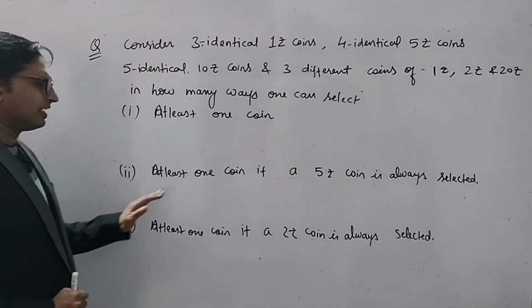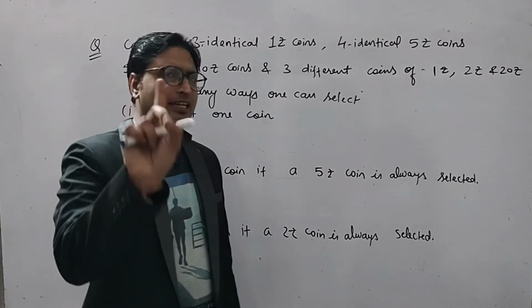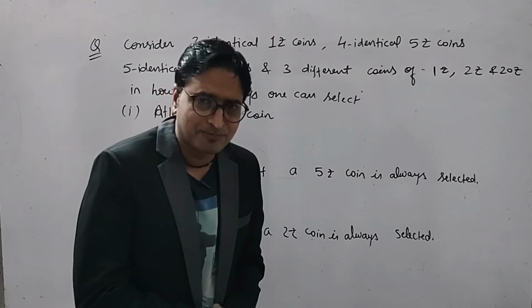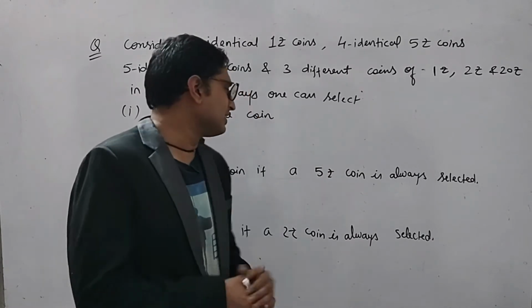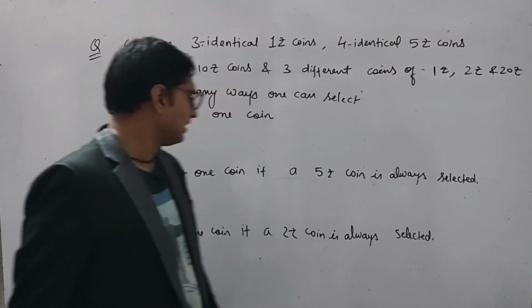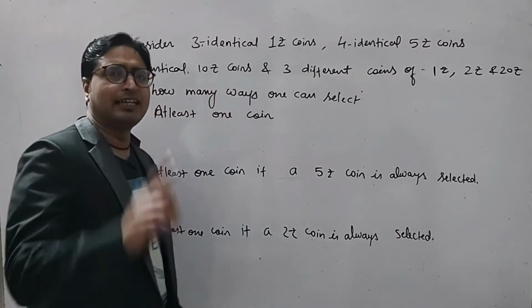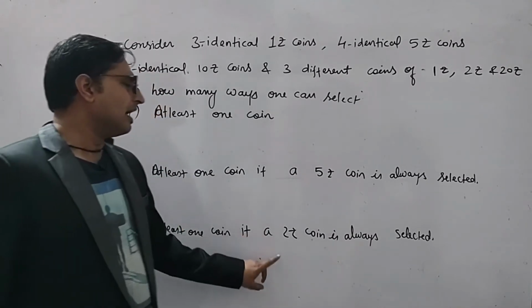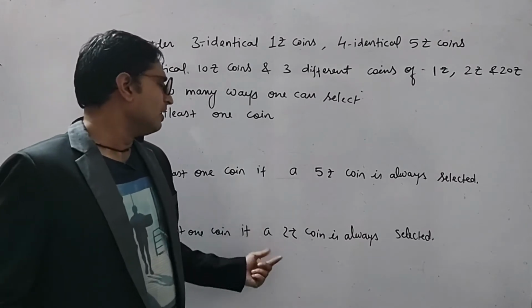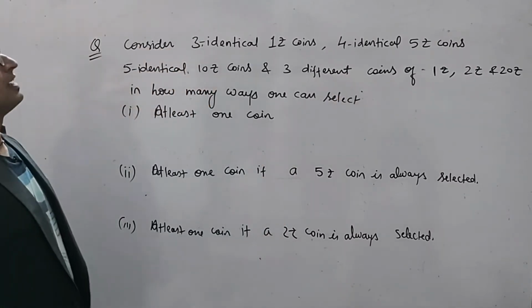In the second question, we have to select at least one coin, but a 5 rupee coin is always selected. This is the condition: you have to select at least one 5 rupee coin. Now in the third question, you have to again select at least one coin, and a 2 rupee coin is always selected, because we have only one 2 rupee coin in the question. Okay. So how many coins are there?